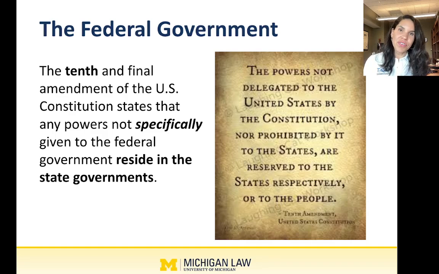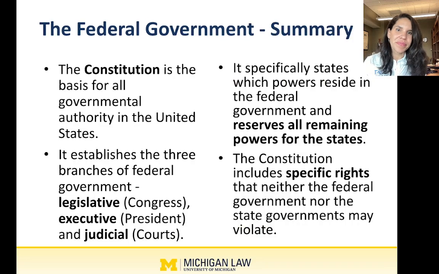So what the Constitution is doing is creating a little bit of a list for the federal government and saying everything else is the province of the state government. This is where some of the fights happen. And this is why we have some federal laws and some state laws.